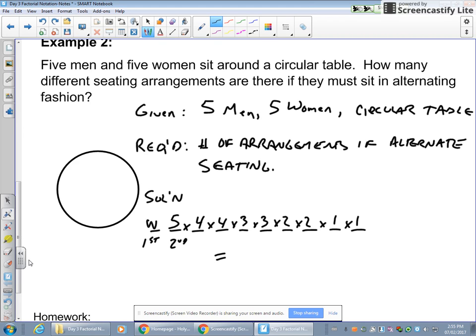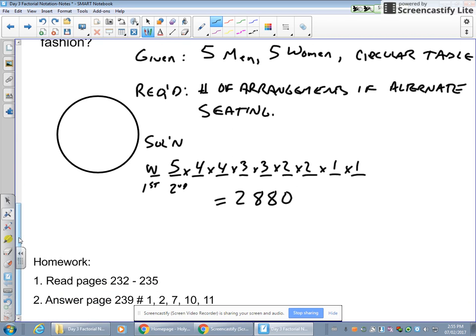When we put this into our calculator, we get a total of 2,880 possible arrangements. And we finish with our statement. Therefore, there are 2,880 possible seating arrangements.